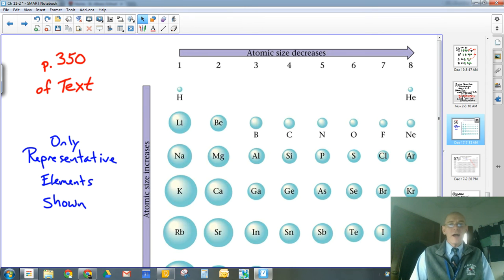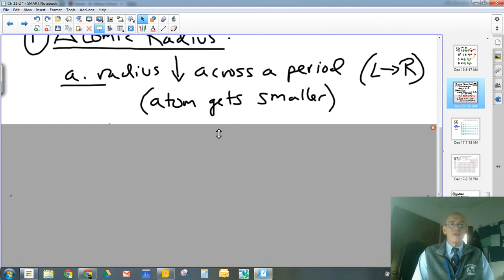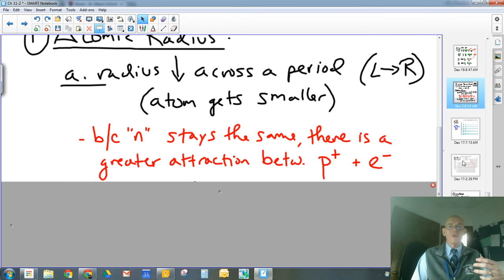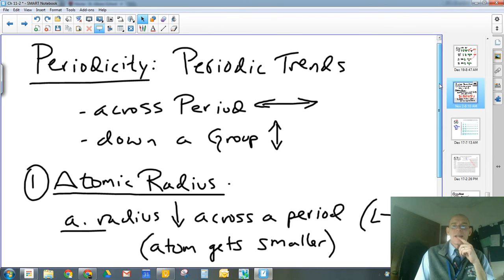So why? What's going on here? Well, what is actually observed is that as n stays the same, remember n is row number on the periodic table, and you can think of that also as the shell or the layer of the onion, the energy level. That energy level stays the same, and you're cramming more and more electrons into that energy level.